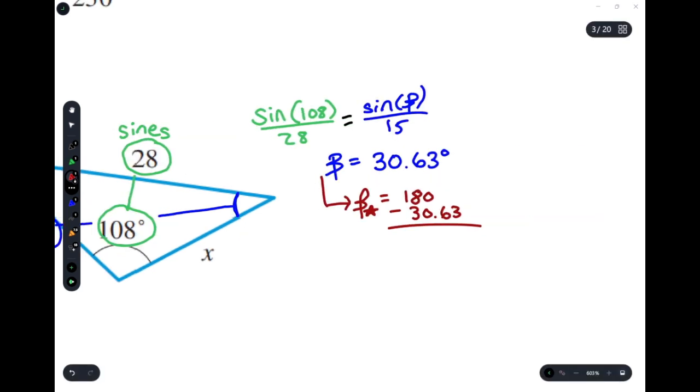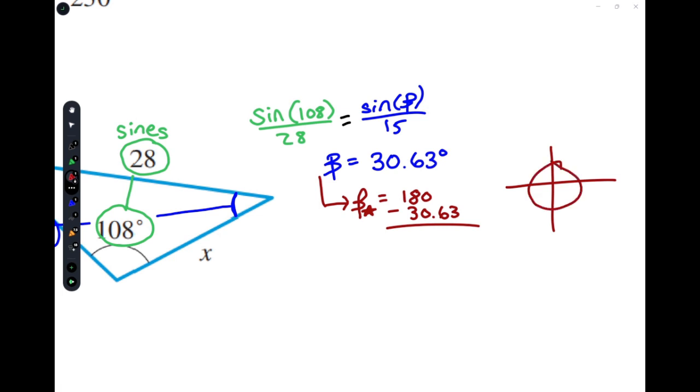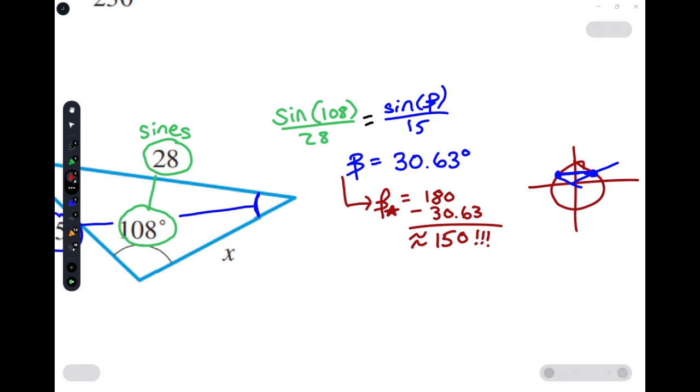If you want a pictorial representation of that, 'cause you're like, what the heck are you talking about? There's beta. We solved for beta using an arc sine. And the math world told us, hang on, there's a different angle that has the exact same sine, the exact same y value. It's approximately 150.